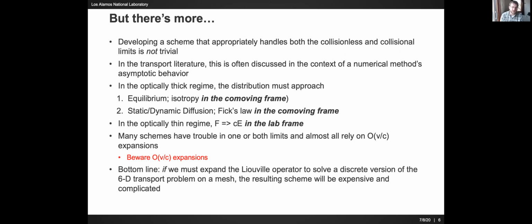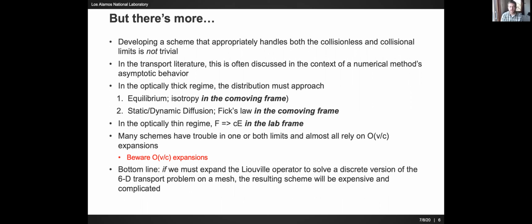There's actually more to this than that. I mentioned the collisionless to collisional conundrum. And it turns out that developing schemes that can handle both of those extremes is really tough. In the transport literature, and in fact in other literature for numerical methods, these schemes are referred to as asymptotic preserving schemes. So you can look that up if you're interested in learning more about these things.